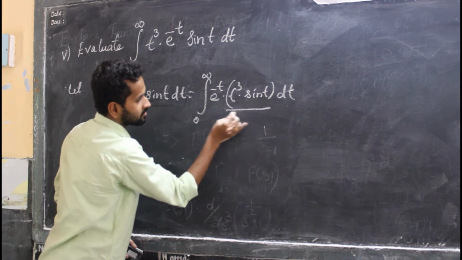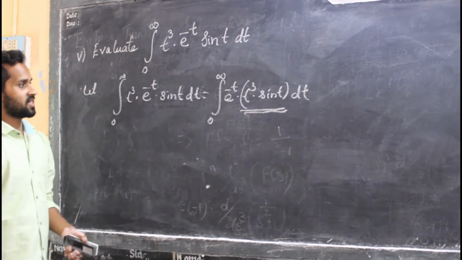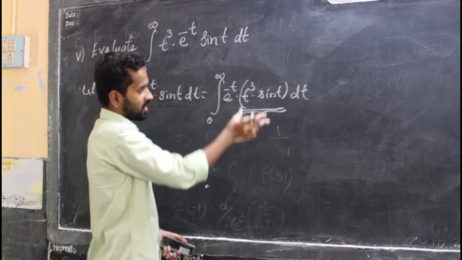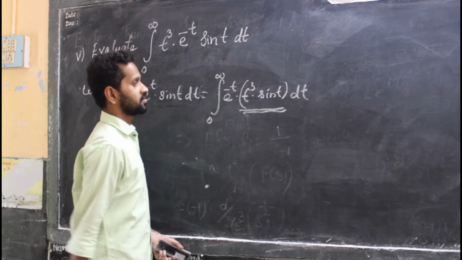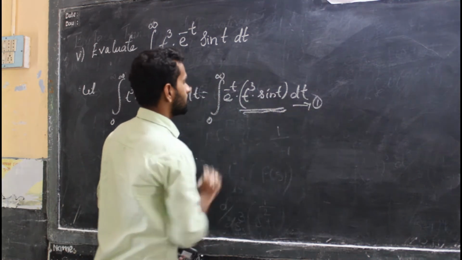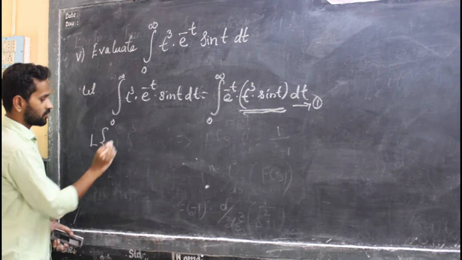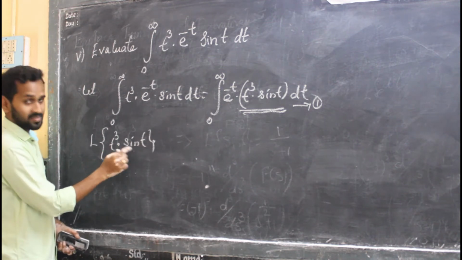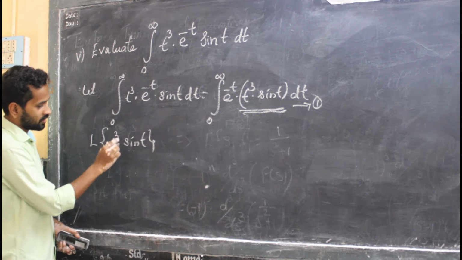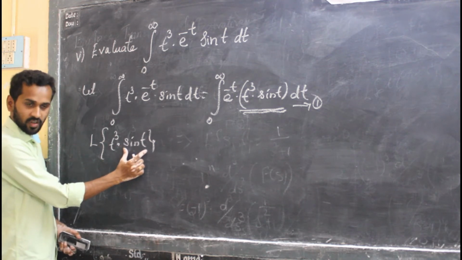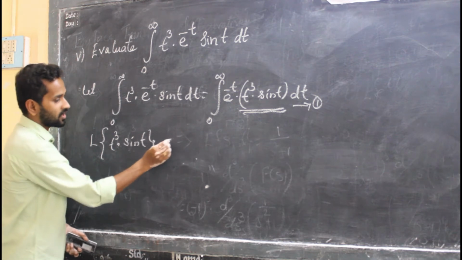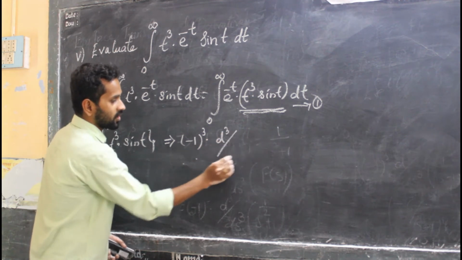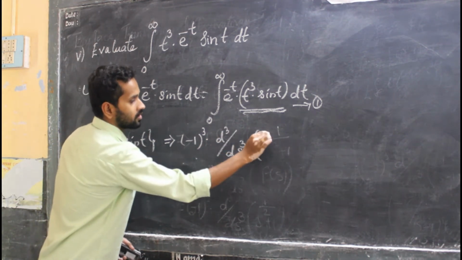Now let me consider this. Let me find the Laplace transform of t cube into sin t. After finding the Laplace transform of this, I am going to substitute back in this equation. Get it? So I will be keeping this as 1. So now the Laplace transform of t cube into sin t. We know how to find it because it's in the form of t to the power of n into f of t. So first you are finding f of s for f of t and you are taking that and replacing in this particular formula. This becomes minus 1 whole cube into d cube divided by ds cube into f of s.